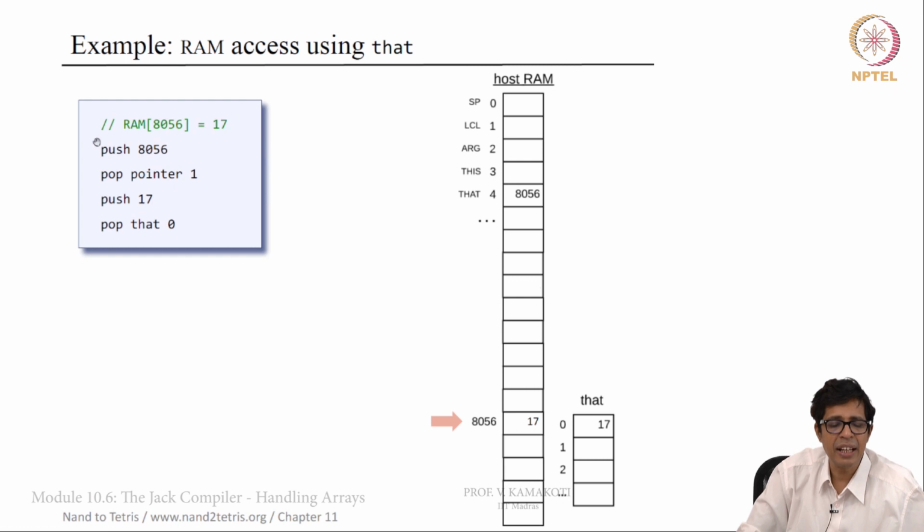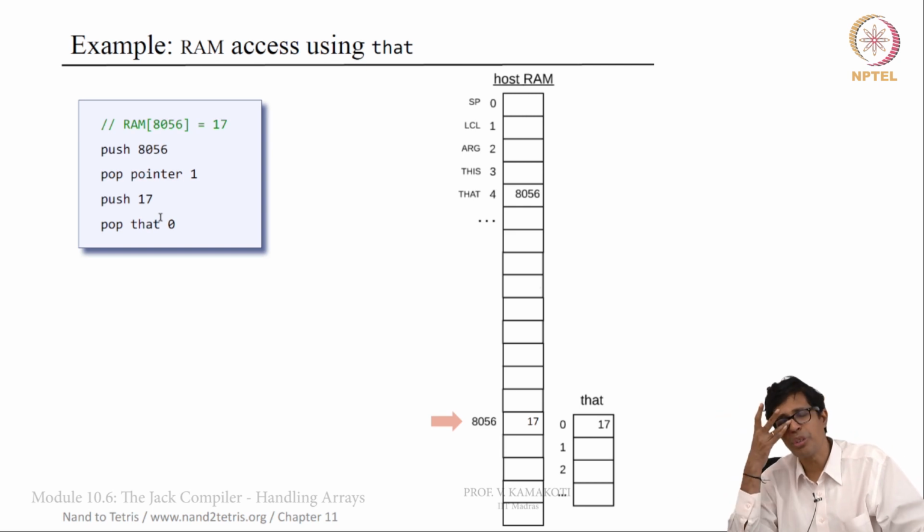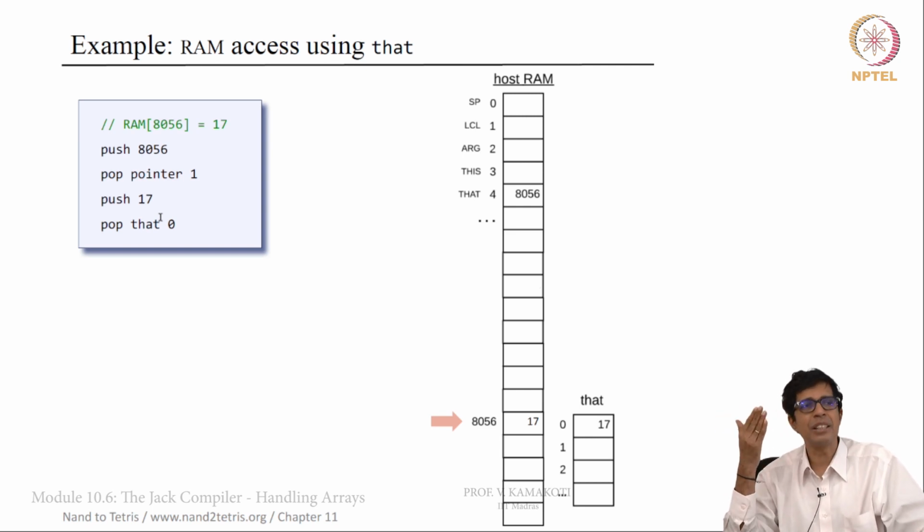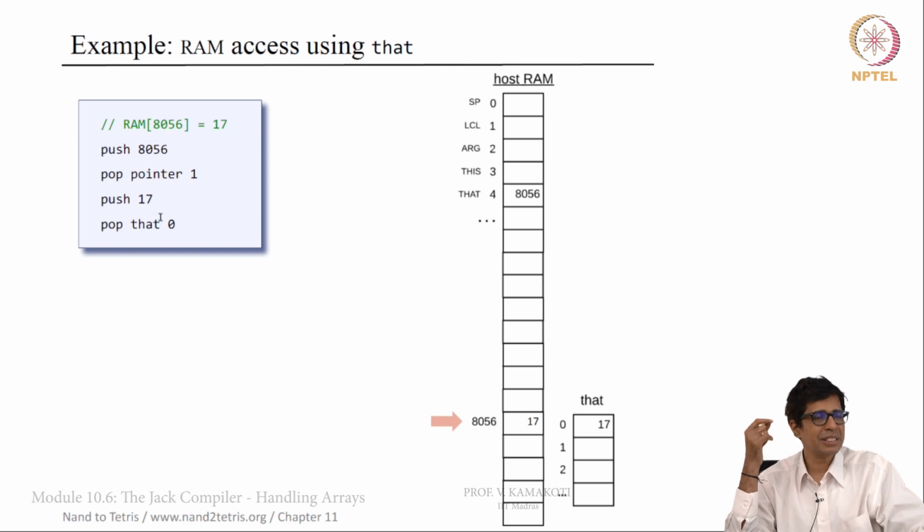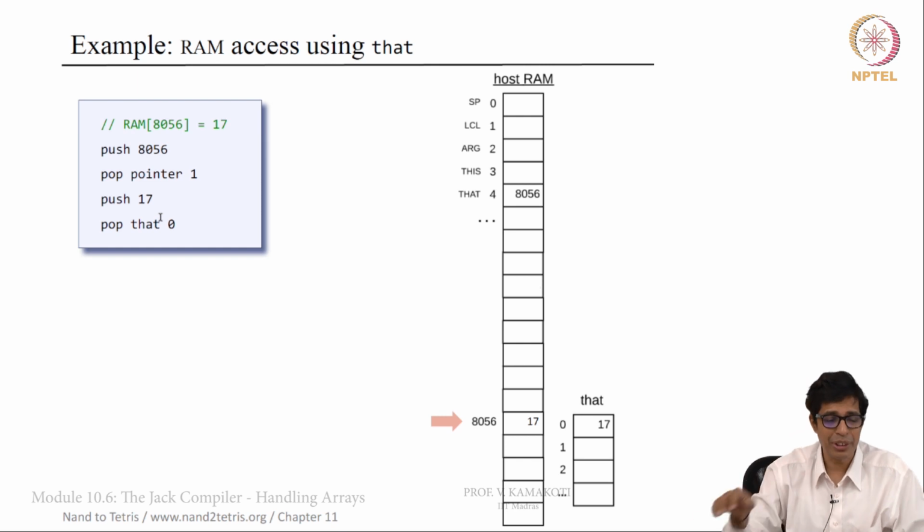Suppose I have RAM of 8056 is 17. What should I do? I always use the that pointer to manipulate this, because this will always be used for pointing to the current object. When I was describing this virtual machine, I said, don't bother now about this and that; later I will explain why we are using them. Now is an instance where I am going to explain what that is.